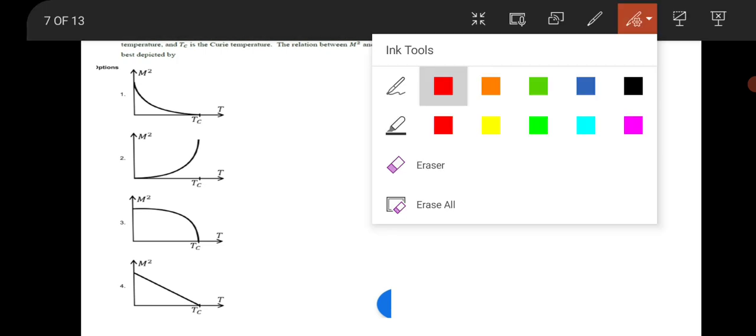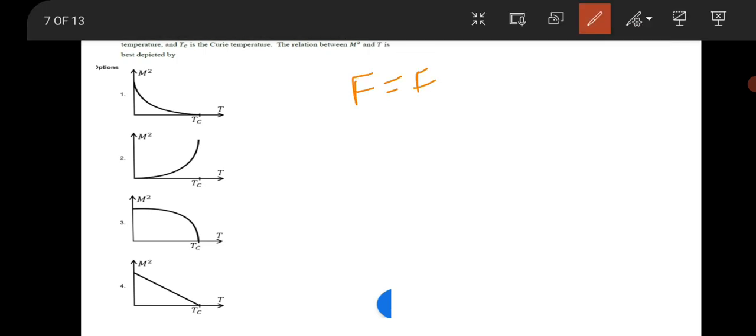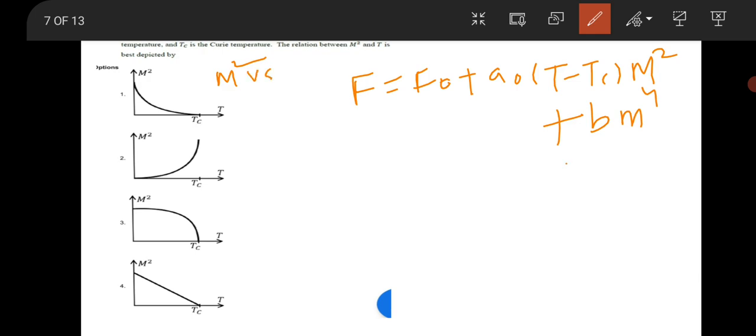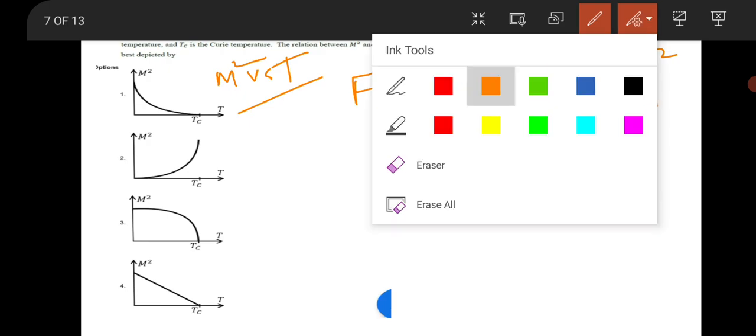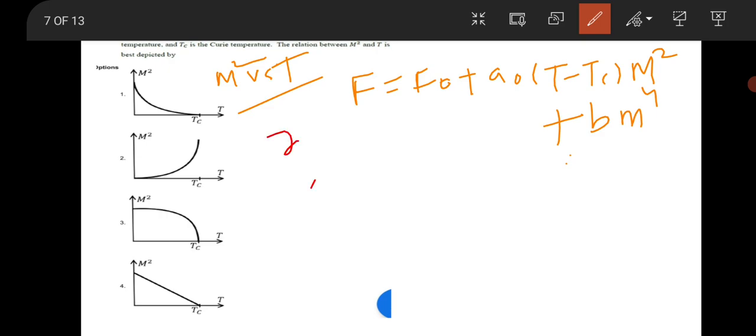You are given F = F0 + A0(T - Tc) m^2 + B m^4, and you are asked which figure best describes the relation between m^2 versus temperature. So first of all, take the first derivative of free energy F with respect to magnetization, that is del F by del m.